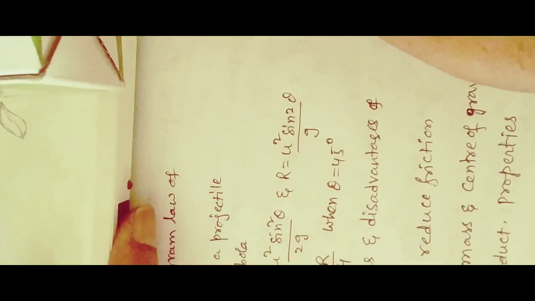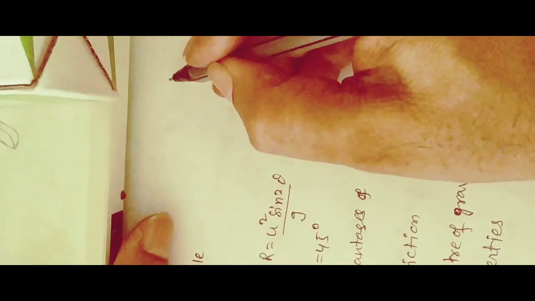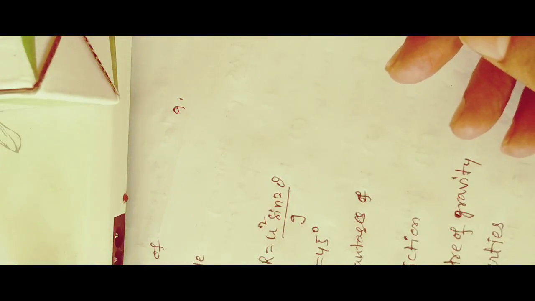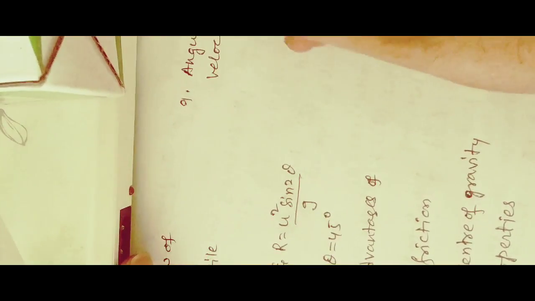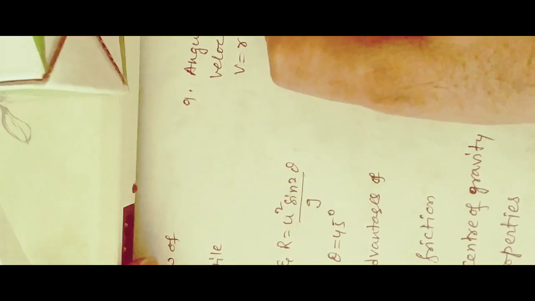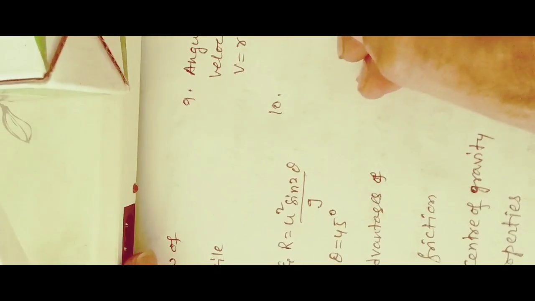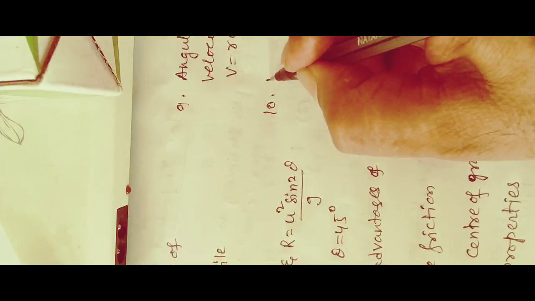Next we have ninth question. Ninth question is define angular velocity. Derive v is equal to r omega. This is the ninth question. And 10th question. What is orbital velocity? Obtain an expression for it. So orbital velocity v naught is equal to root gR.